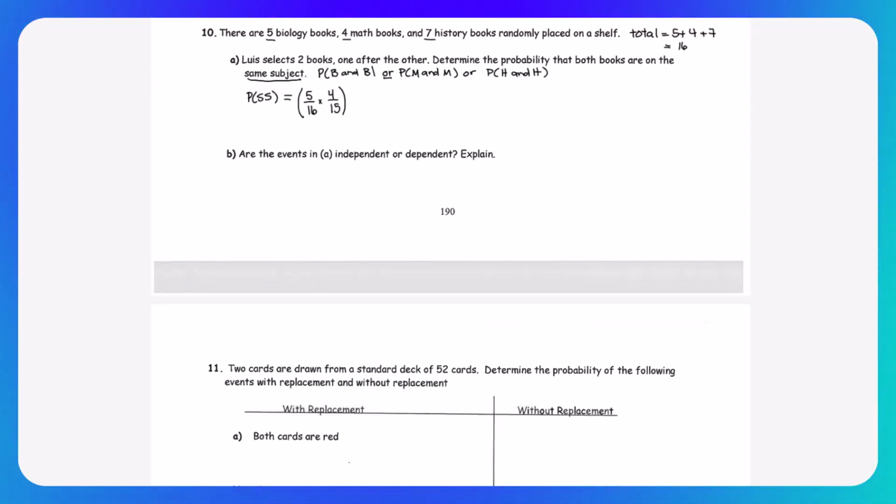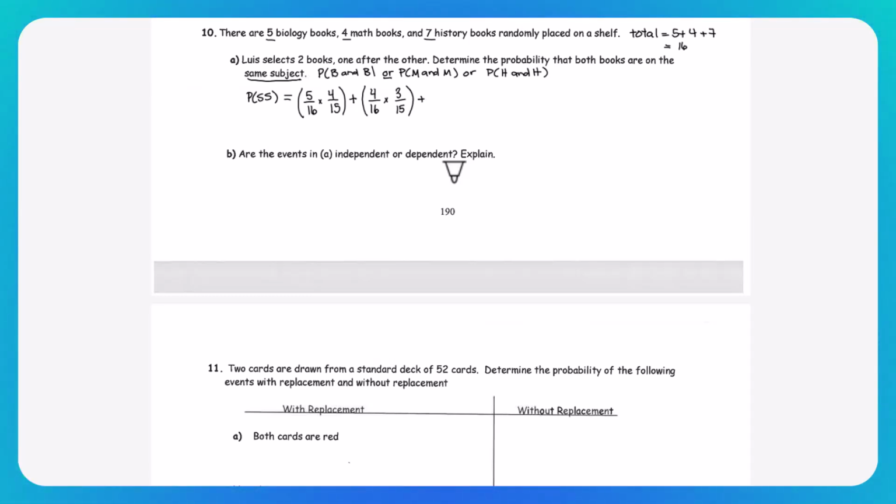Then we have the or. The or means we have to add whatever follows, which is the probability of math and then another math. Well, what is the probability if the first book we took off was math? Well, there were 4 math books to begin with, and then there was still 16, because remember, we have to think of this as if we're doing it all over again, but considering the math. And then how many math books are left after we take that one off? There's 3, and there's still 15.